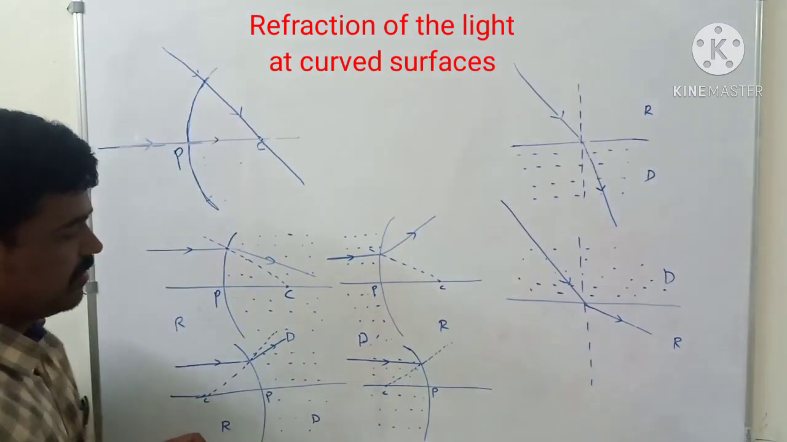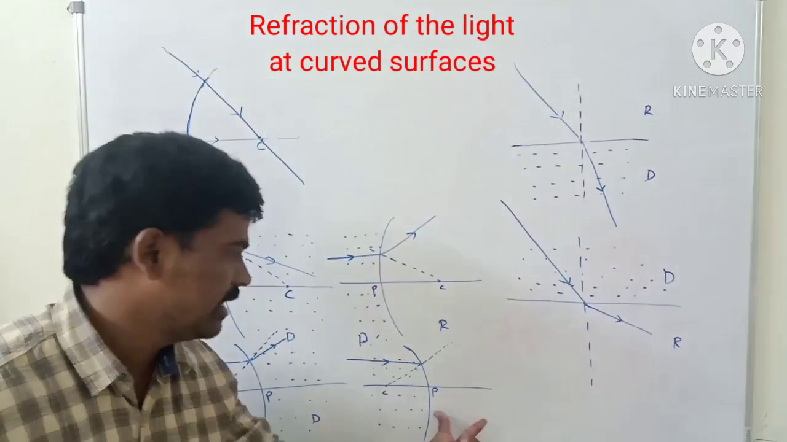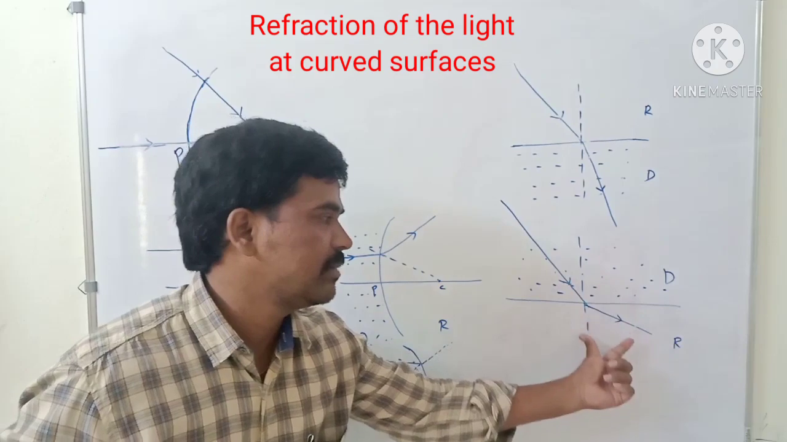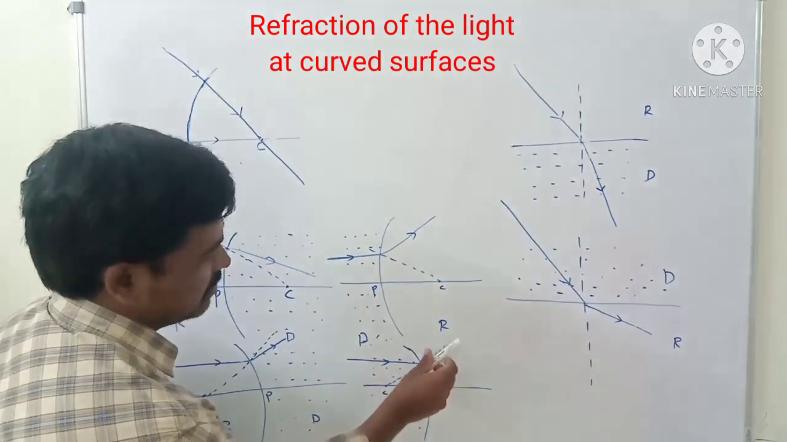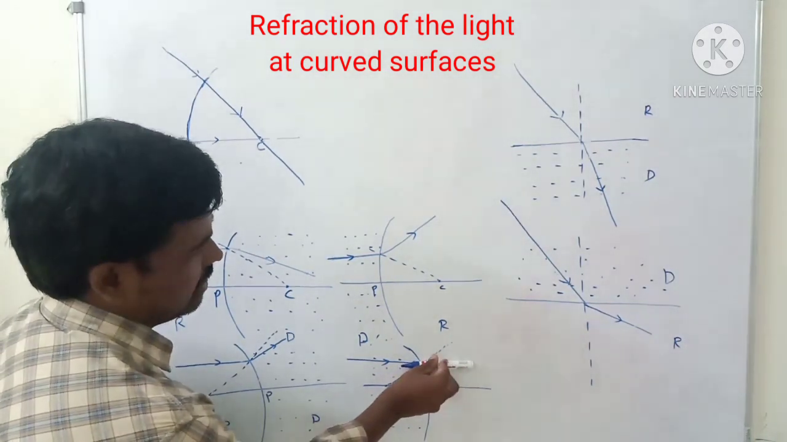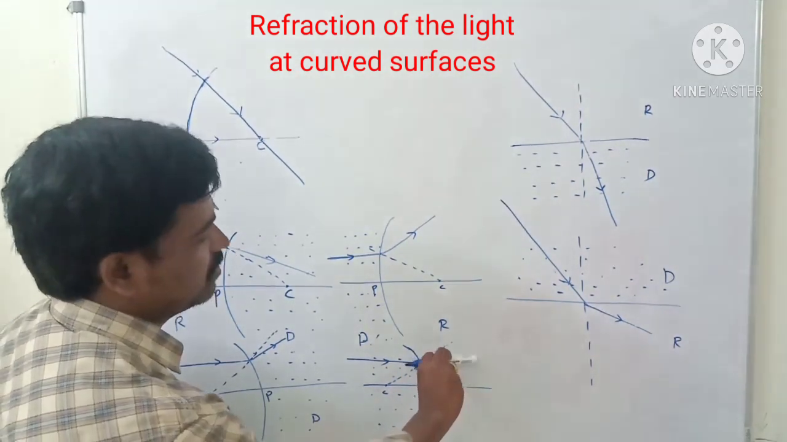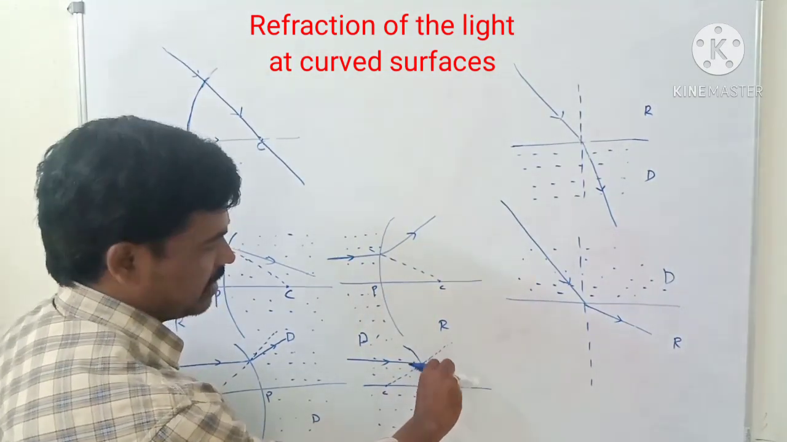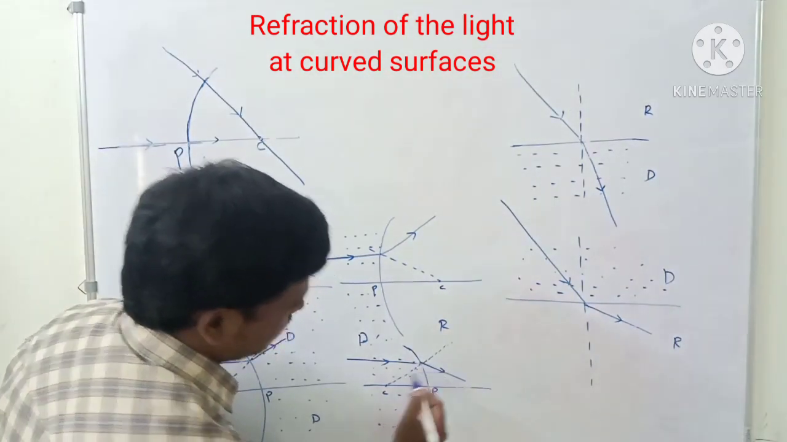In which medium is the ray going? Denser to rarer. What happens when it moves from denser to rarer medium? It moves away from the normal. Which side is the normal? The upper side is the normal. This is the direction of the ray. The law is that it moves away from the normal, this side. If it went that side, that would be towards the normal. So here it is away from the normal, which means it bends this side like this.